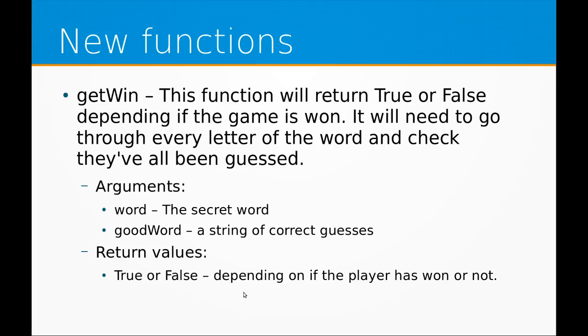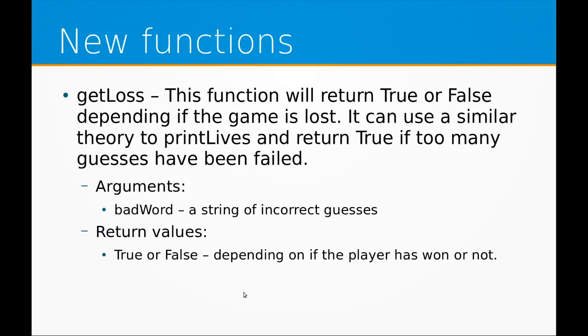Okay, what else? So if we got getWin, then surely getLoss. So again, we're just returning true or false. And instead of having to go through the word, all we really need to do is say, okay, how many incorrect guesses have we got? And that will just say, okay, you've got more than however many guesses wrong, therefore this is a loss. And again, returning just true or false, whether you've lost or not.